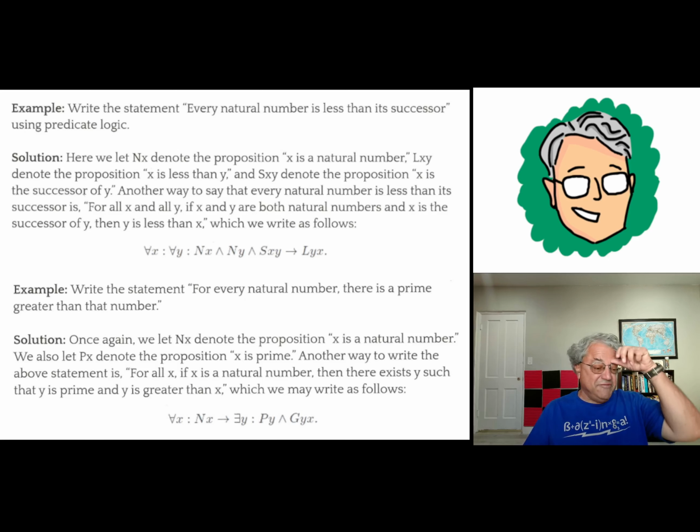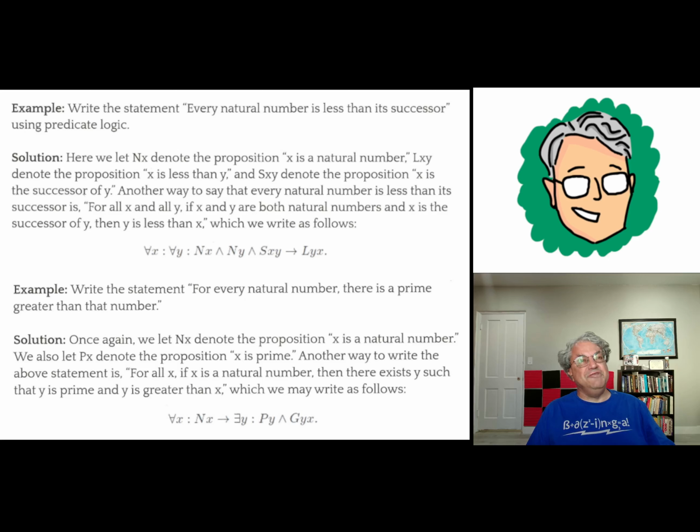Every natural number, 7 is less than 8, 54 is less than 55. That's pretty obvious, right? The successor of a natural number is the number that's one bigger than the one you started with. And since the second number is bigger, that means the first number is less. I think that's completely obvious. But now we have to translate this into predicate logic. This one's kind of tricky.